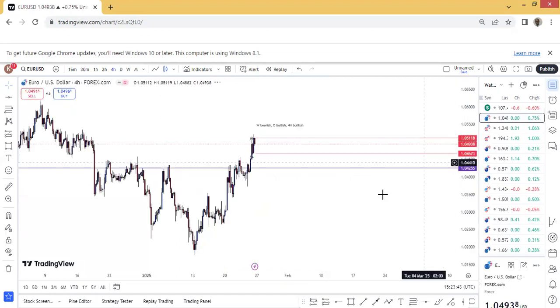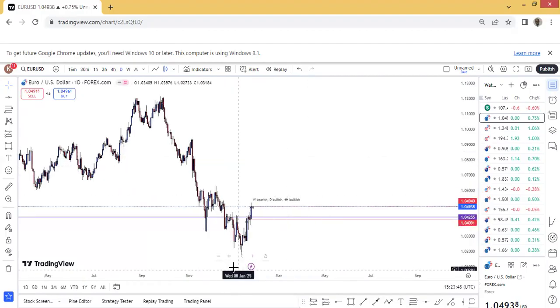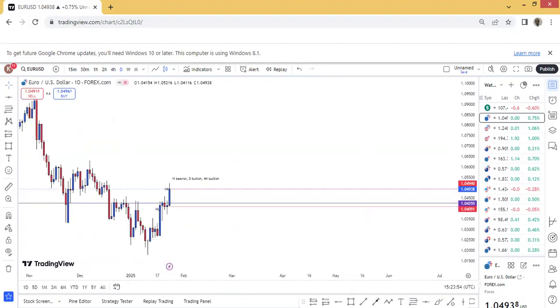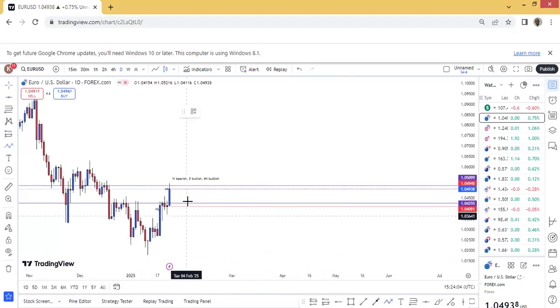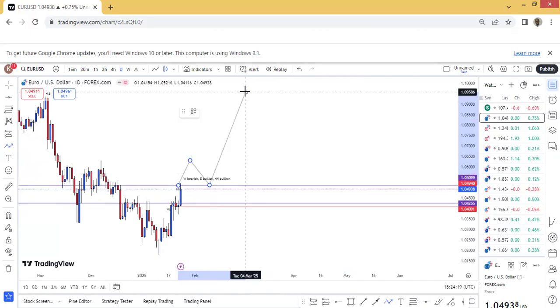I think we can also say the same for the Euro USD. Sorry, I didn't talk about that. There is another key level here. This is a key level. So price can also break above this place, break above this level, retest it, and then, wow. There we go.